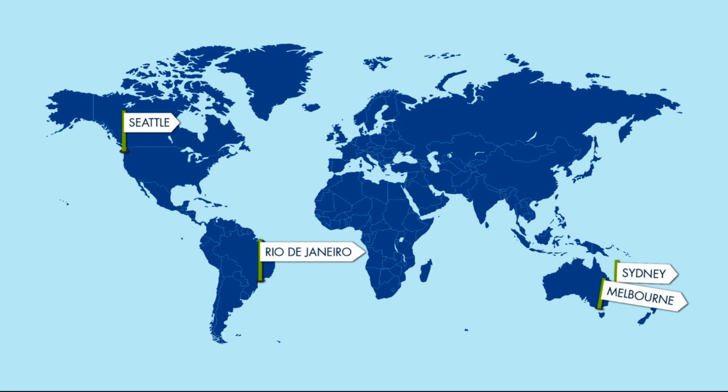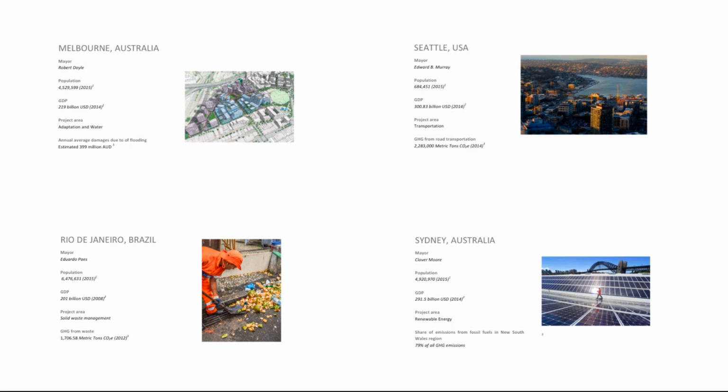And to give you context for sustainable and unsustainable city infrastructure in global cities, you will find examples from Melbourne, Rio de Janeiro, Seattle, and Sydney. Specifically looking at water in Melbourne, solid waste management in Rio, transportation in Seattle, and renewable energy in Sydney, all in the form of one-page project summaries that have been put together by the C40 Cities City Solutions platform.